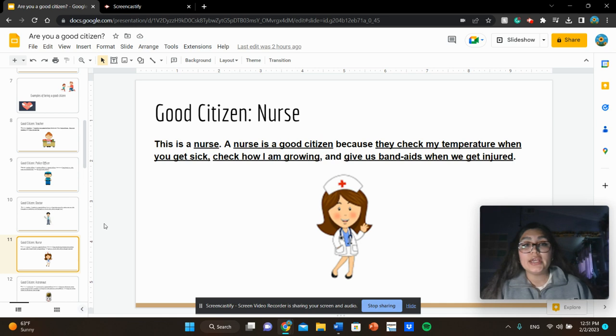Another good example is a nurse. A nurse is a good example of being a good citizen because they make sure to check our temperature to see if we are okay, if we have a fever or not. That's very important, and also checking to see how much we have grown in the past year because we're growing every single day, and also giving us band-aids when we get injured too. That's very important too. So that is their job, that is their responsibility of making sure that we get taken care of.